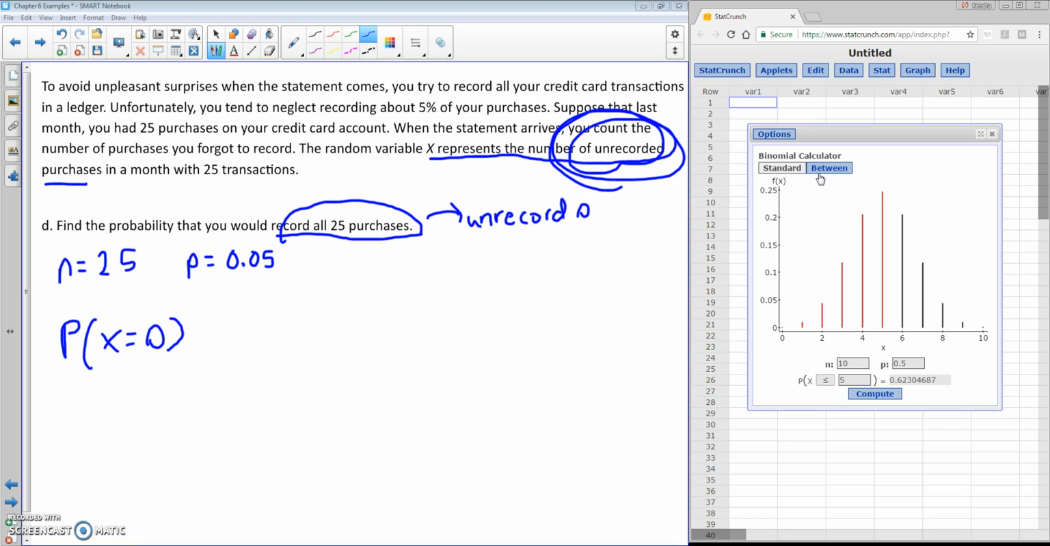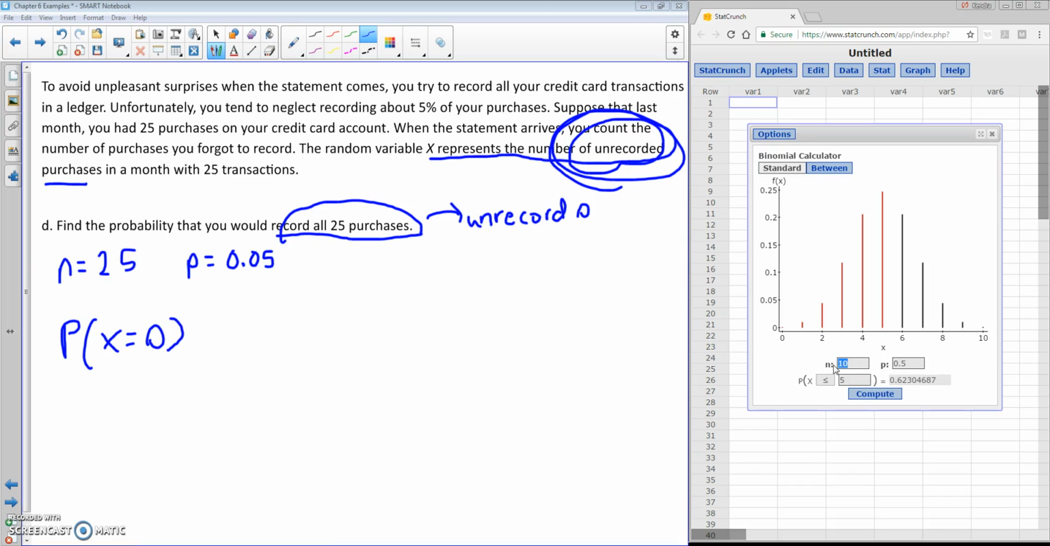So you'll notice there's two different buttons at the top: standard and between. For standard, you'll notice right here, there's less than or equal to. If you click on it, you have several options: less than or equal to, greater than or equal to, less than, greater than, or equal to. That's when you're going to use the standard calculator. And when we switch over to between, it's just when it's between two values. You'll notice you cannot change the symbols, just the numbers. So let's switch back to standard.